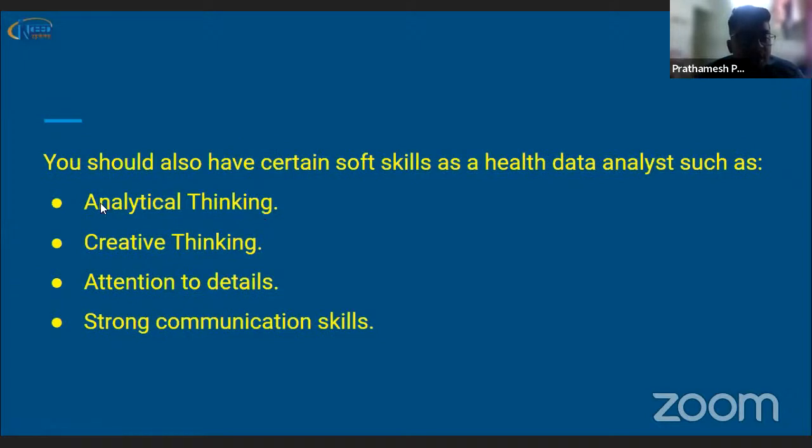I am a healthcare professional, so I should have knowledge of the anatomy and physiology of the individual person, so that I can understand what the doctor has written and what the terminology for the specific disease means. Likewise, creative thinking. Why do you need creative thinking?